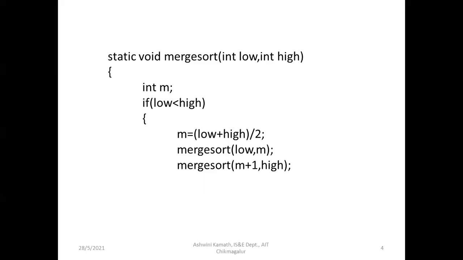The first half of the array is the left array, and the second half is the right array. On both you call merge sort until merge sort divides the elements into single elements. Then call merge low comma m comma high. Okay, this is the merge sort function.